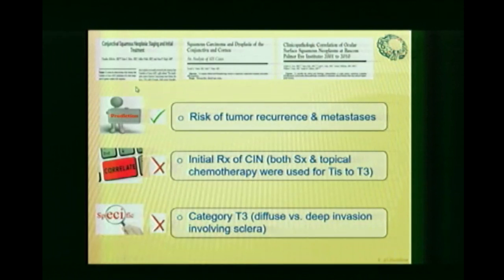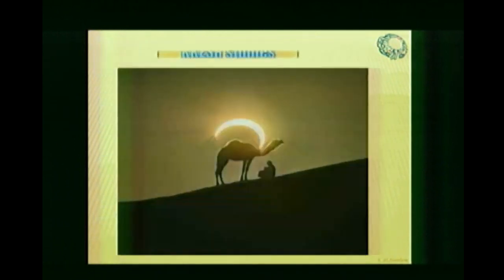I found actually 3 important review articles discussing the importance of this classification system and how we can correlate it as a clinician, because we don't truly follow this one. The only thing that is of great help to us is that this classification will tell us the risk of tumor recurrence and metastasis, because it's very accurate. However, most of the initial treatment of carcinoma in situ is almost similar to squamous cell carcinoma. And most importantly, the category T3 is not of help at all to the clinician in defining the surgical options, whether it's diffuse or deep.